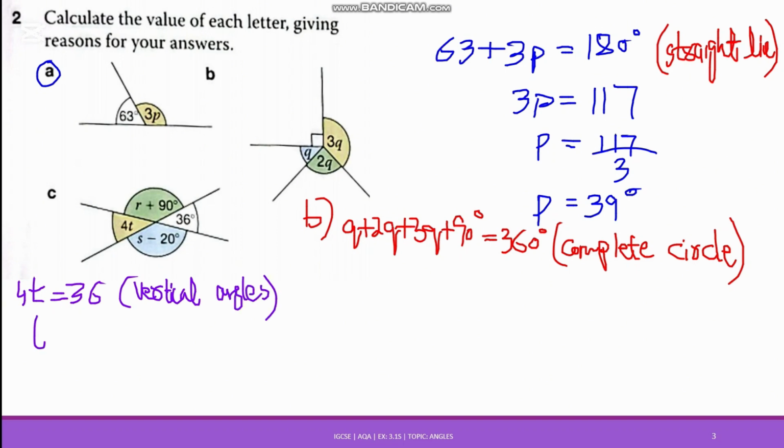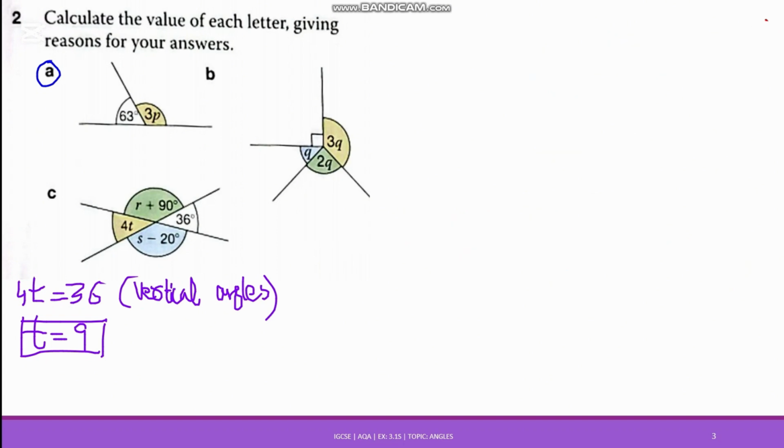So to figure out the size of t, we will divide both sides by 4, and t will be 9. So by this way, we can figure out the size of t. To figure out the size of S, we will consider a straight line like this one. And here, the sum of S minus 2 and 36 should be added up to 180 degrees.